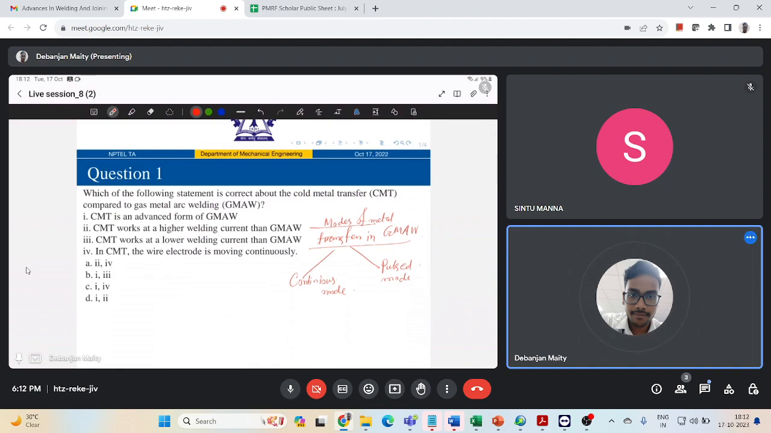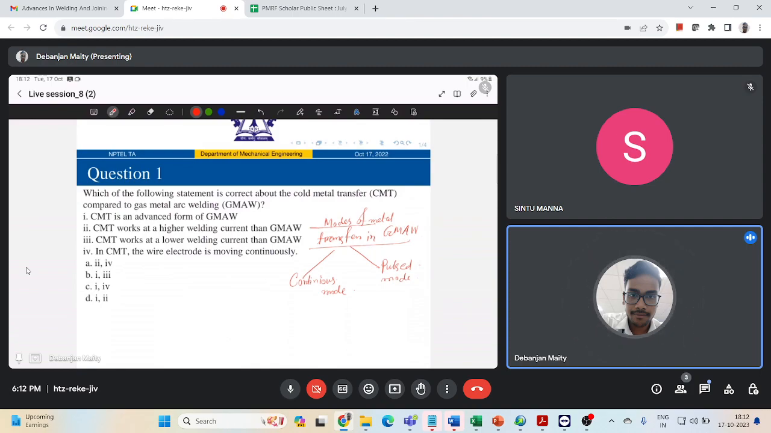Cold metal transfer is not exactly cold, if you think of it by the name, but that is not the true scenario. What happens in cold metal transfer is that it operates at a lower temperature than the regular gas metal arc welding process. In gas metal arc welding, what happens is the transfer of molten metal from the consumable electrode to the weld pool. That's how it happens, right?